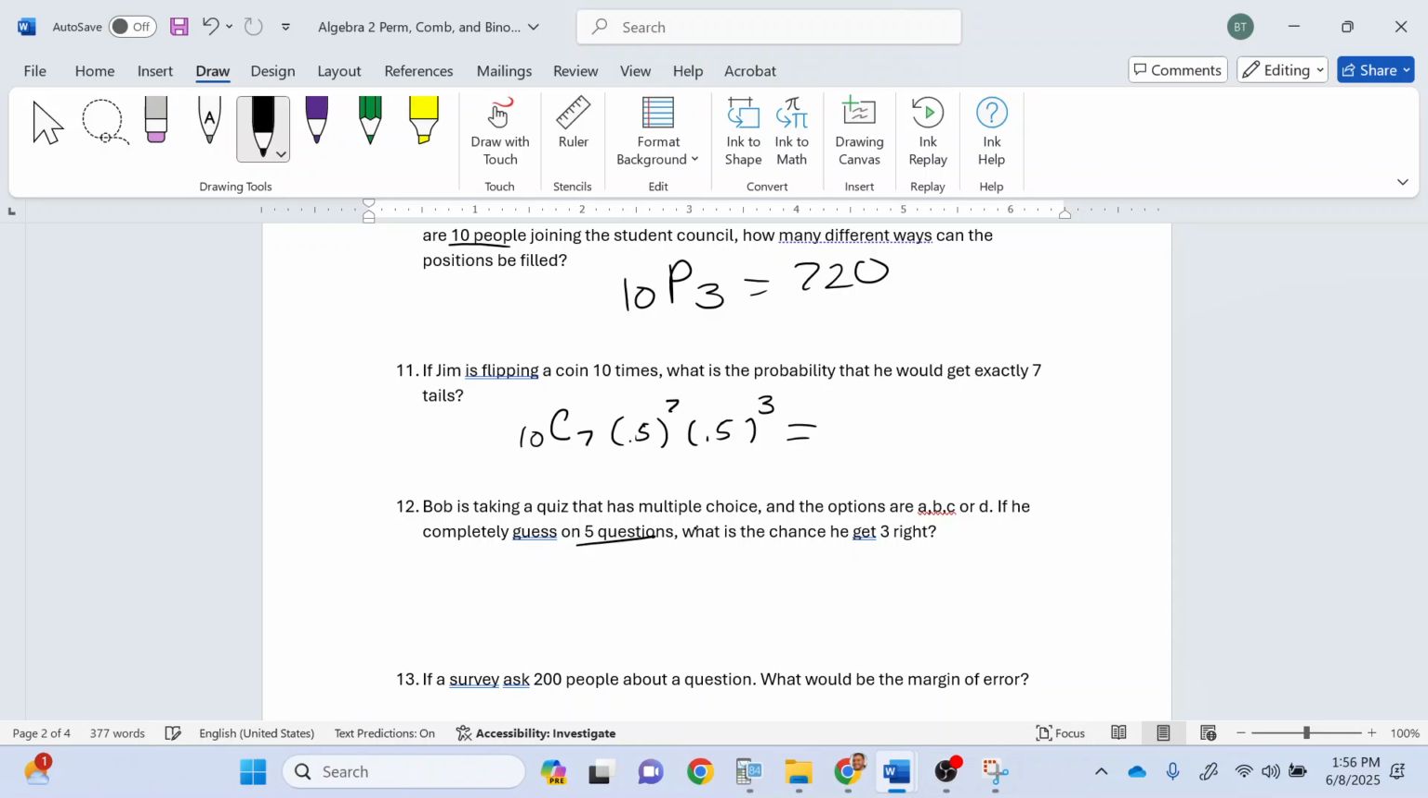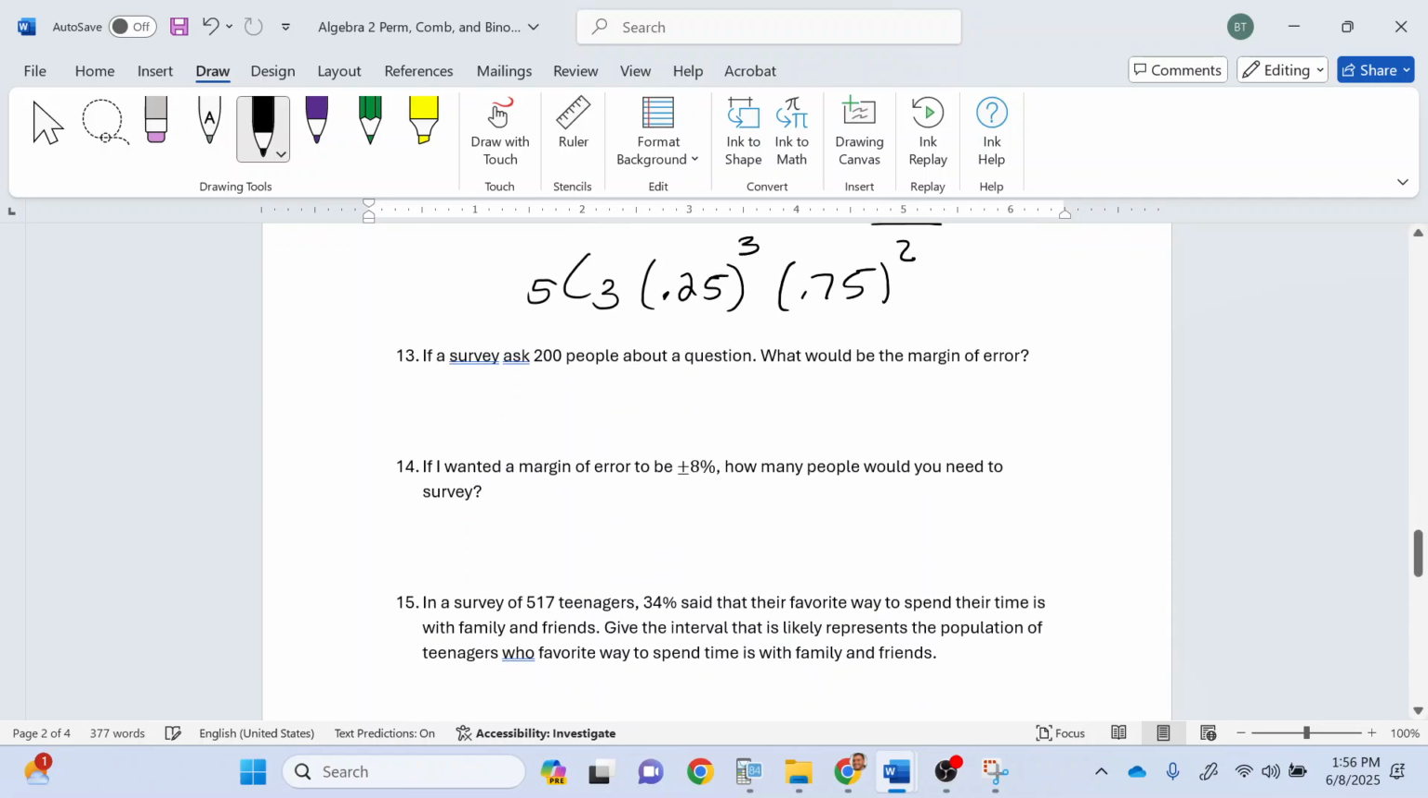Over here, I got 5 questions. I want to get 3 right. So 5C3. It's a multiple choice with A, B, C, D. You're about to experience this situation. So 0.25 or 1/4. And I want to get 3 of them right, which means I have a 75% chance to get the 2 wrong. Type that in your calculator.